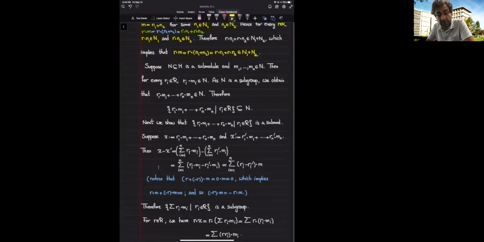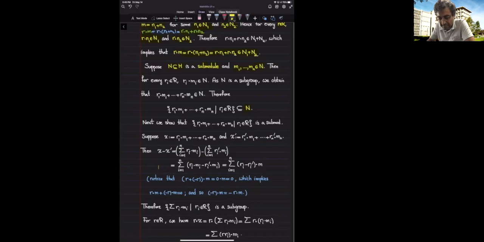First, I start by arguing that every submodule of M that contains the elements M1, M2, ..., Mn should contain all the R linear combinations of M sub i's. And therefore, our candidate set is a subset of every submodule of M that contains M sub i's. So if capital N is a submodule and it contains m sub i's, then we want to say that this N contains every R linear combination of m sub i's.